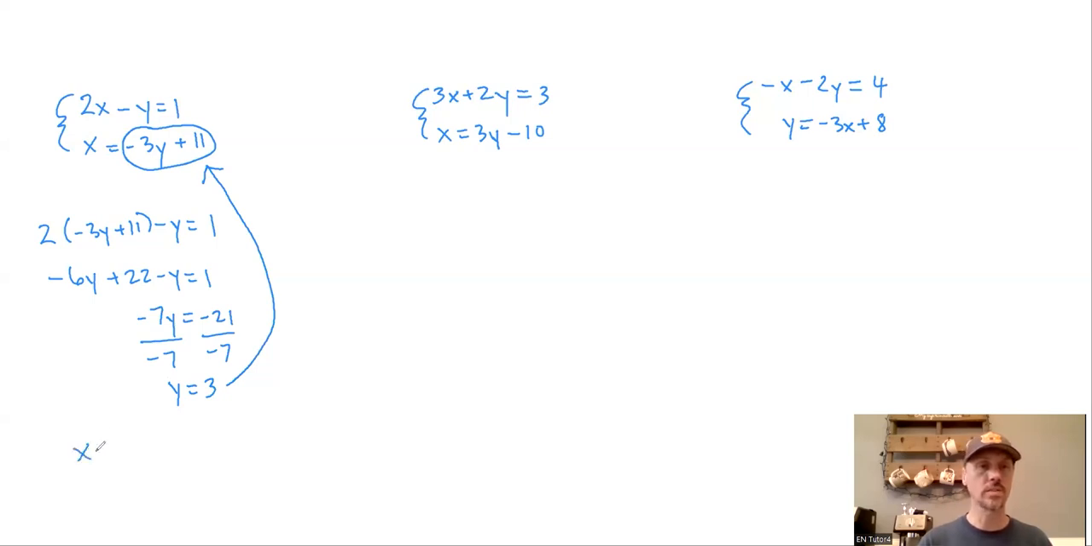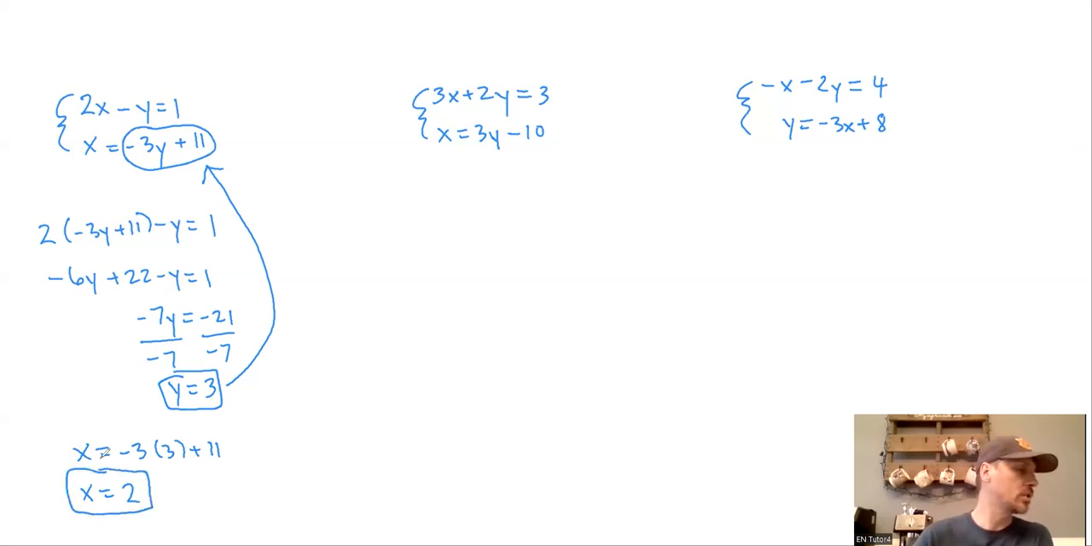So we're going to say x equals negative 3, substituting in 3 for y, negative 3 times 3 plus 11, right? I'm just plugging 3 into that equation. And so that means that x equals negative 3 times 3, which is negative 9, plus 11. And so x equals a positive 2. So for this one, y equals 3 and x equals 2. That's the solution for this system of equations.